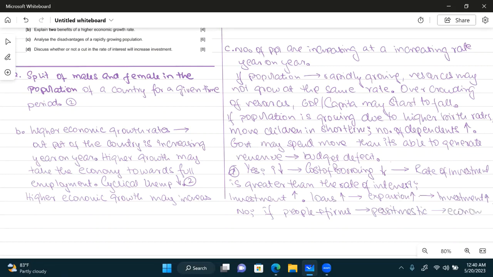So if the people in a particular place think that the economy is going to become worse, why do you think they're going to invest? So if people and firms are pessimistic and they expect the economy to decline, then interest rate may not be effective. Not effective in increasing investment.